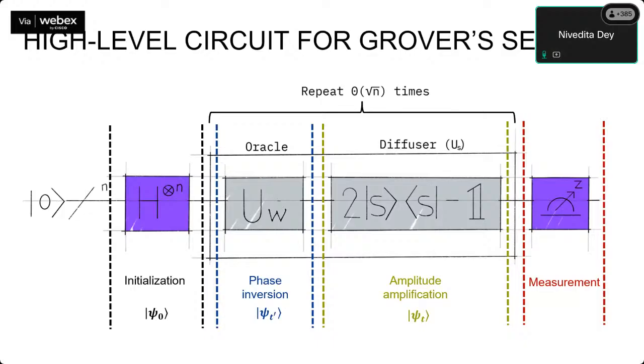Initialization, phase inversion, and amplitude amplification. Phase inversion and amplitude amplification together, you have to repeat for root over n times. And after that, of course, you have to make a measurement. Again, this is another high level circuit for Grover search.